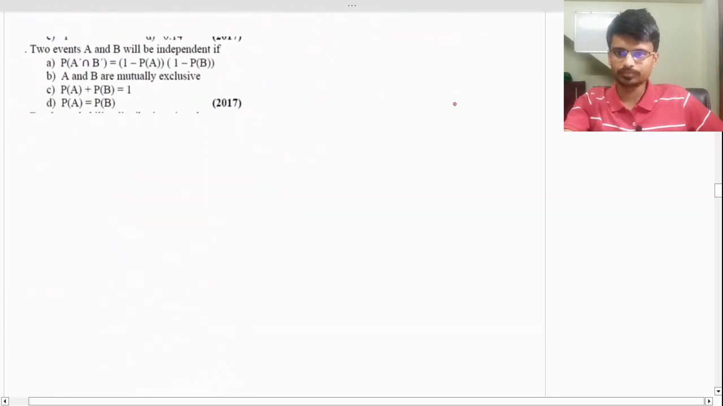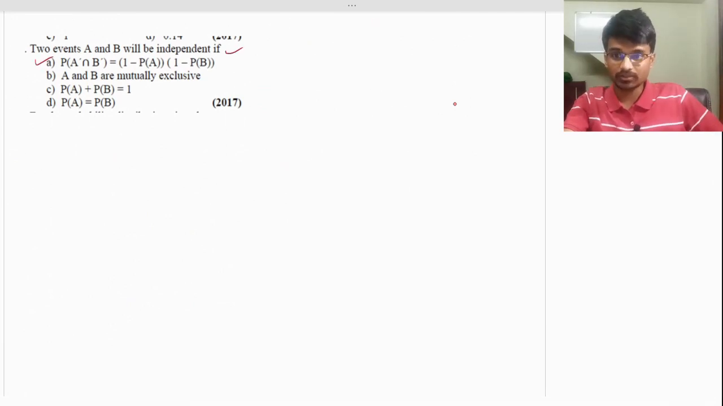Moving on. Two events A and B will be independent if, first condition, I don't know what it is, let me just skip, it looks complicated. Let's look at the second option. A and B are mutually exclusive. No, even if they are not exclusive, the events can be independent. We know that, so this is not correct. I am confident about it.